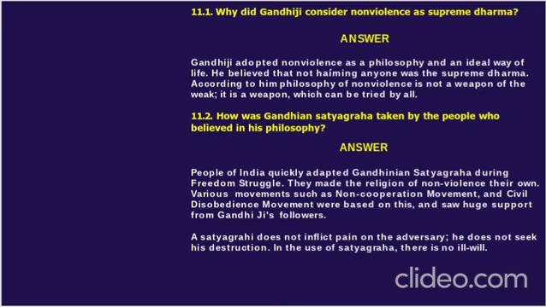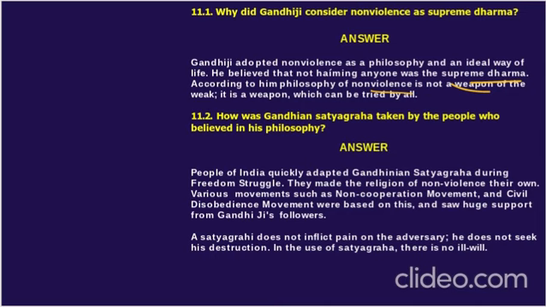Our question number one is, why did Gandhiji consider non-violence as supreme dharma? Gandhiji adopted non-violence as a philosophy and an ideal way of life. He believed that not harming anyone was the supreme dharma. According to him, the philosophy of non-violence is not a weapon of the weak. It is a weapon which can be tried by all.